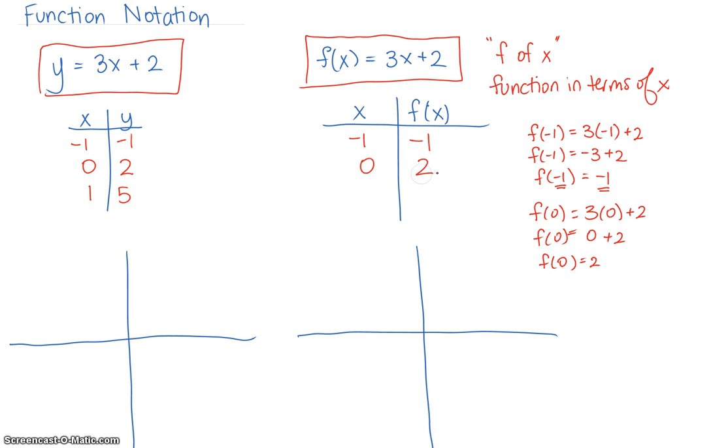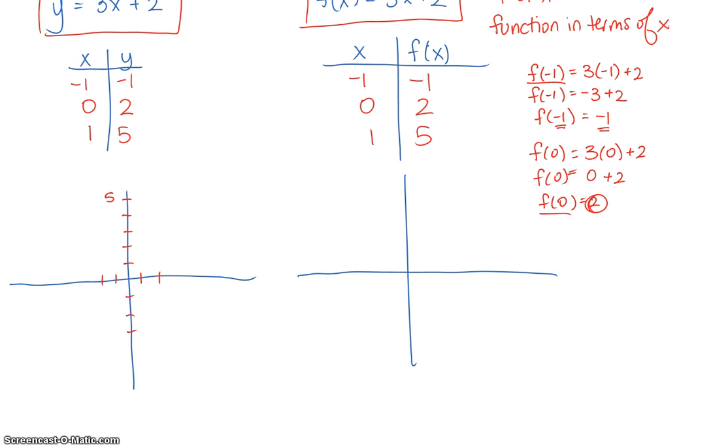So my table of values looks identical. The only difference is I'm writing it with this new notation. The new notation lets you have an x input and a y, so you can see both things in terms of x and y. So now, in terms of graphing, we can see that at -1, I will have a point at -1, -1. I will have a point at 0, 2, and I will have a point at 1, 5.